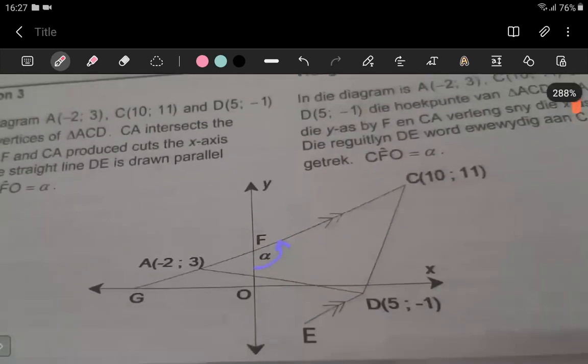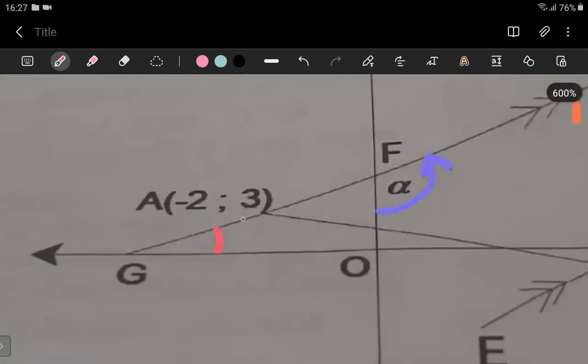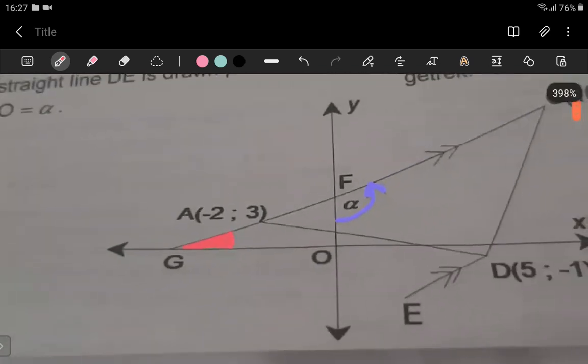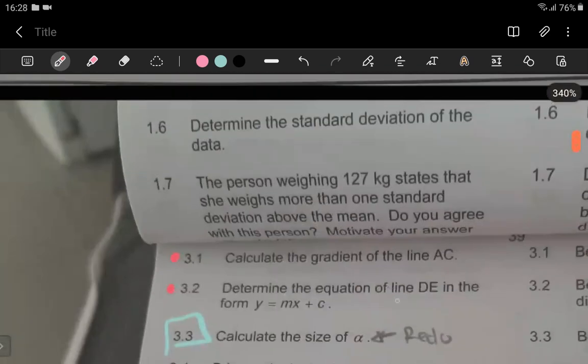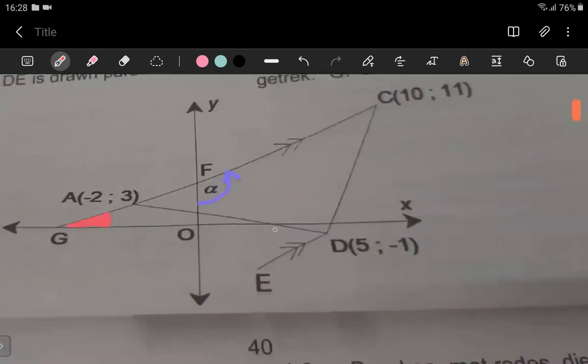So if we need alpha, right? They asked for the gradient. Initially they asked for the gradient of AC. So one way or the other, that can help us get this angle. Yes, it does. It's 12. And then it says determine the equation of ED or DE. So the equation of DE is not so bad, because as long as you have the gradient of AC, it will be easier to get ED.